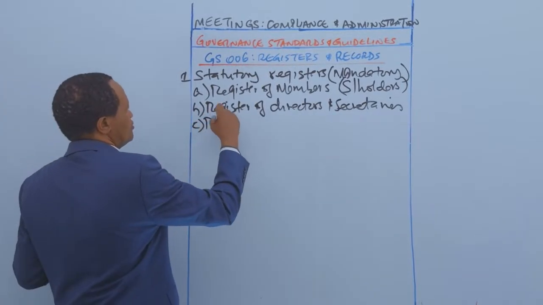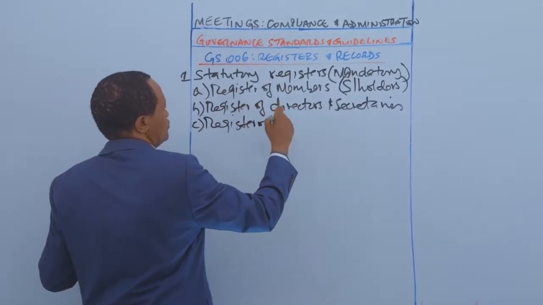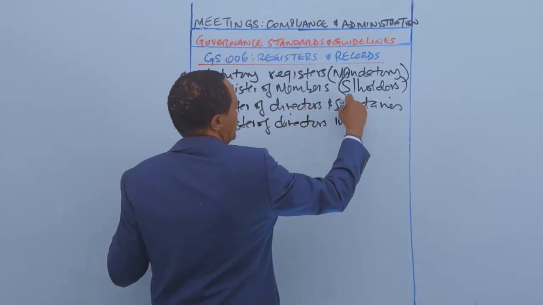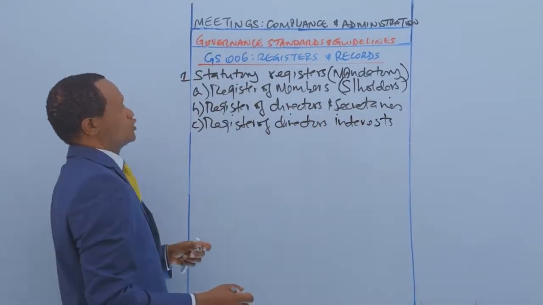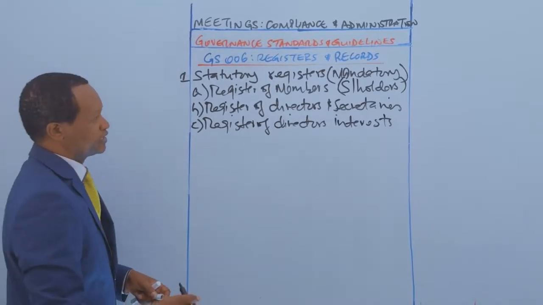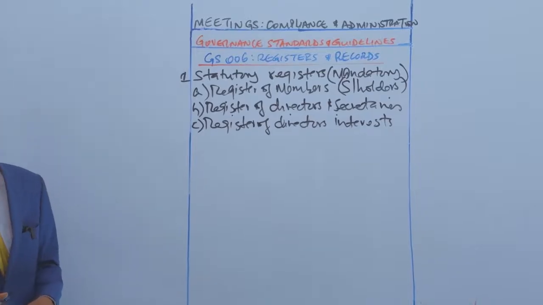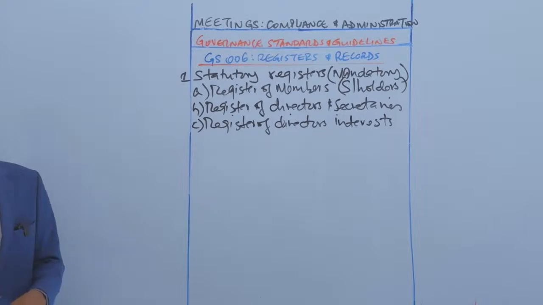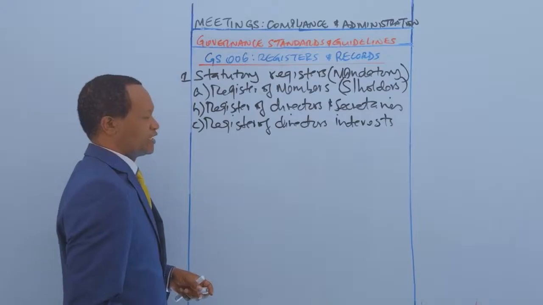Register of directors' interests. The company is also under legal obligation to maintain a register of directors' interests. This records any shares that are held by directors or contracts where they have a personal stake.